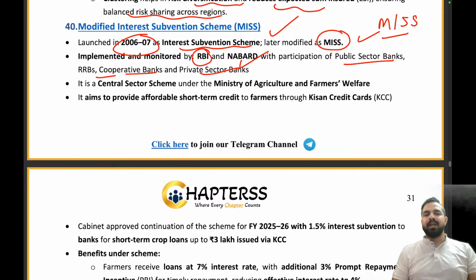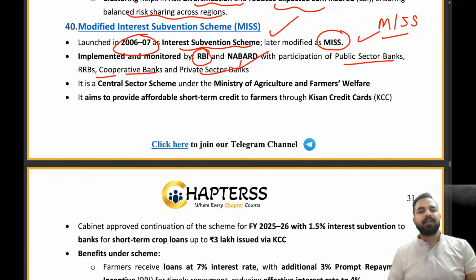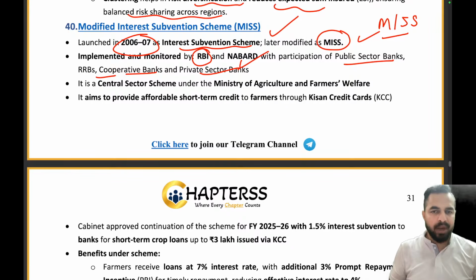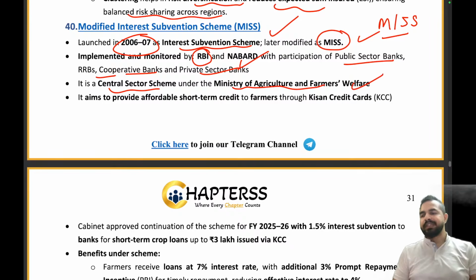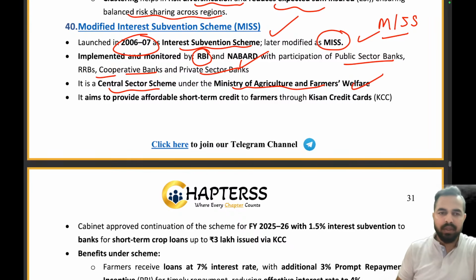So it is implemented and monitored by the Reserve Bank of India and NABARD, with participation of public sector banks, RRBs, cooperative banks and private sector banks. It is a central sector scheme under the Ministry of Agriculture and Farmer Welfare. It is a central sector scheme, my dear friends. It aims to provide affordable short-term credit to farmers through the Kisan Credit Cards. Through which scheme are we providing the short-term credit to the farmers?